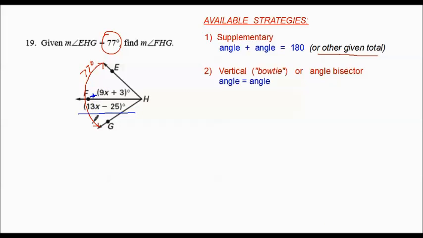9x plus 13x is 22x. 3 minus 25 is negative 22. So I have 22x minus 22 is equal to my total of 77. Just like the previous problem, we now just solve it, keeping in mind that our final goal is to find the measure of FHG. So after we find x, we need to keep going.